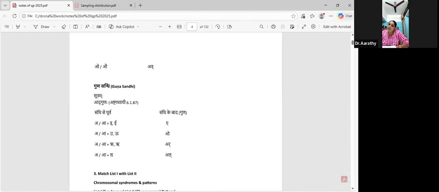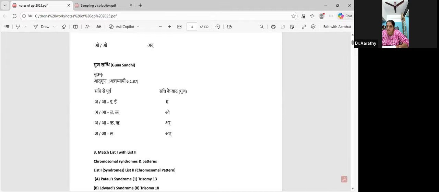With Lrakara, it is not so common, but still I'll give you one or two examples so that you have an idea about it. Mama plus Lrakara forms Mamalkara because it is replaced with Al, right? Mama ends with A. Lrakara starts with L, so it is replaced with Al. It becomes Mamalkara. Same way, it is Tavalkara, Ramalkara. All these are Al. Okay, so Guna Sandhi stands like this. I hope you have got it.